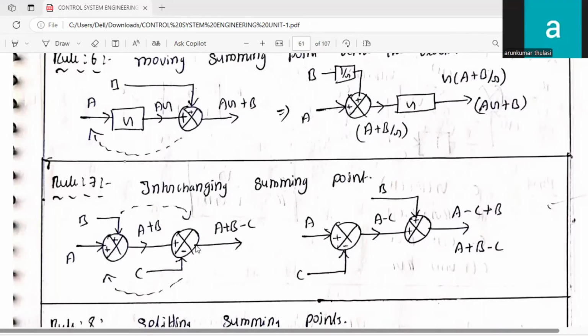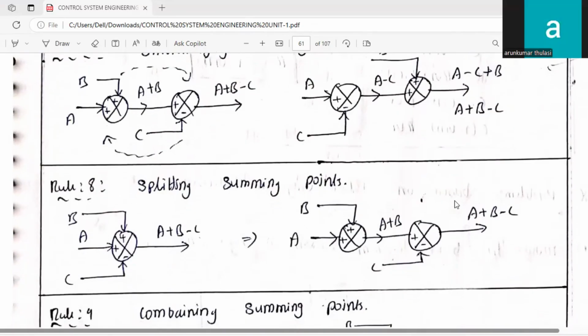Now if you interchange these two summing points, this one will be brought here, and this one is brought here. First we have to see only the signals which are connected to the summing point and their sign. See here, A and B are connected to this summing point with the addition sign. Here, this combination is connected with C with the negative sign. If you interchange, this is the summing point modification, and finally we'll get A plus B minus C. So same output before and after interchanging the summing point.